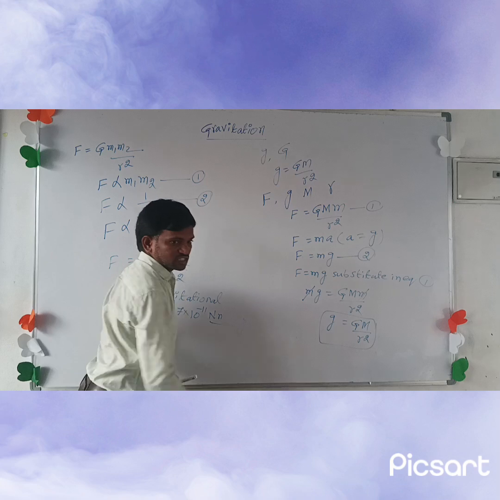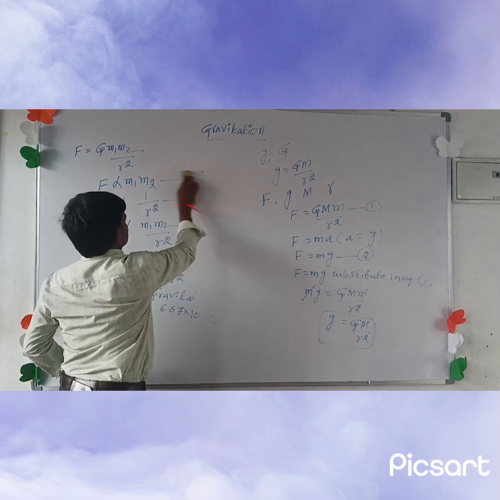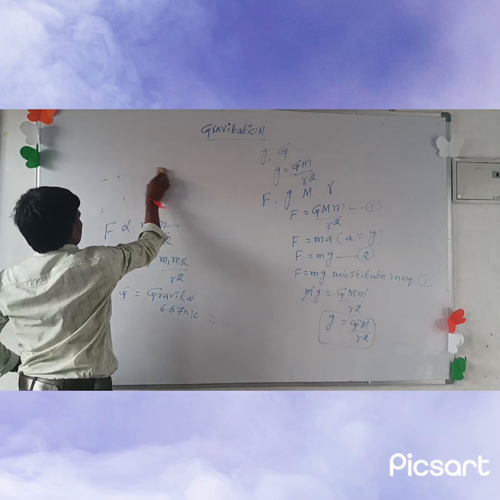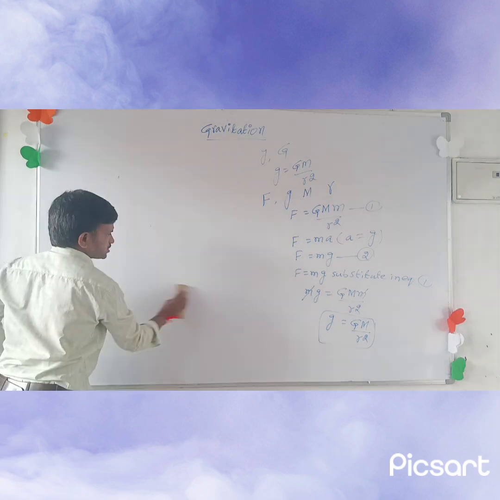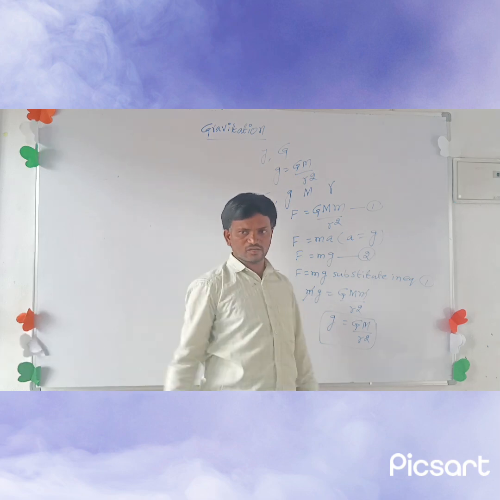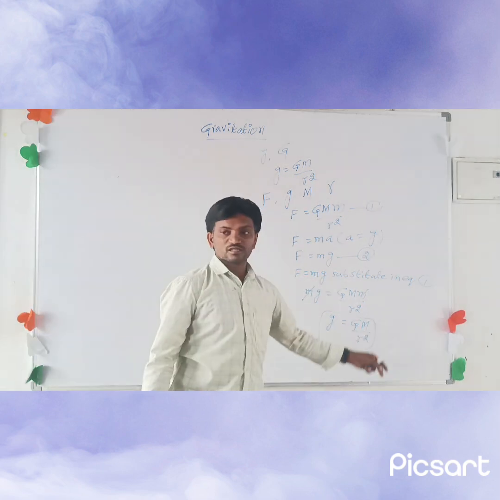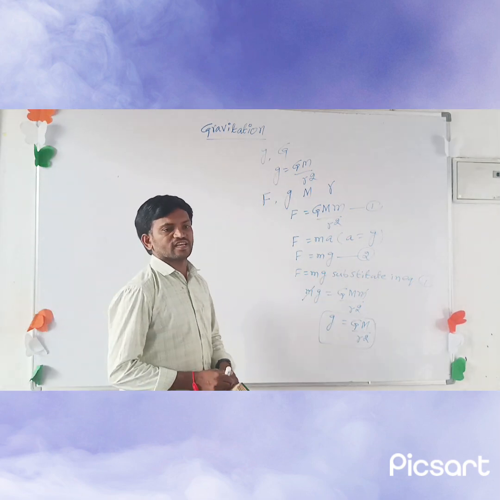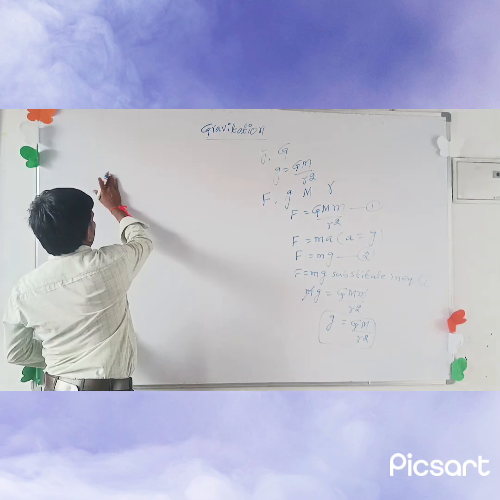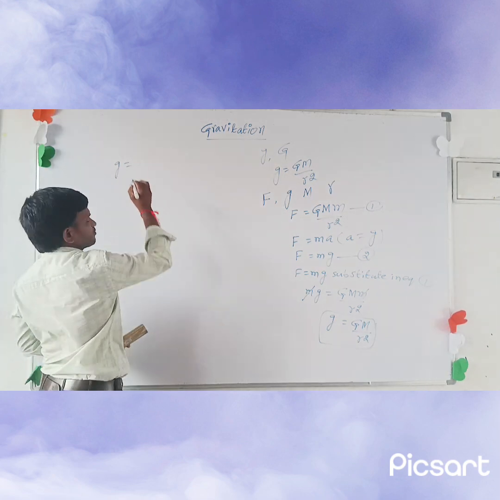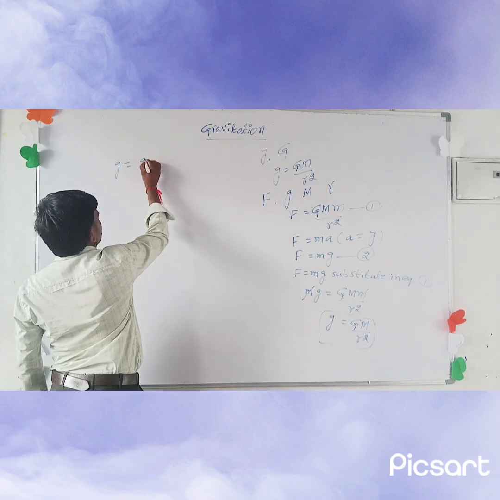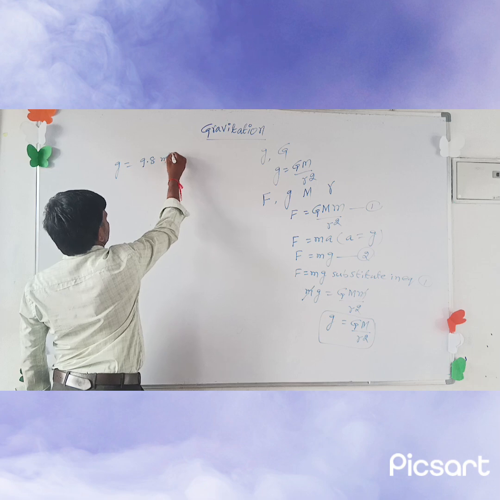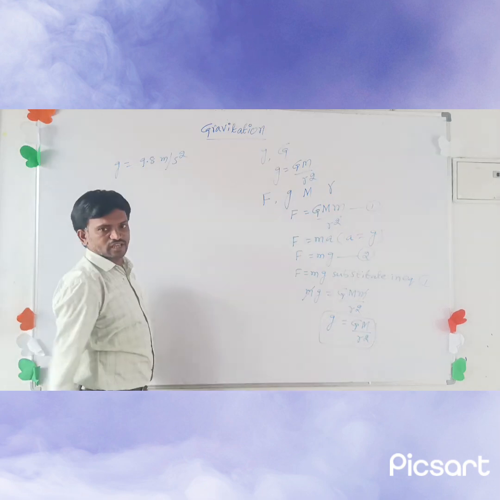Here small g is equal to acceleration due to gravity. Capital G is equal to gravitational constant. Capital M is equal to mass of the earth. Small r is equal to radius of the earth. These values are constant. Small g is equal to acceleration due to gravity, 9.8 meter per second square.